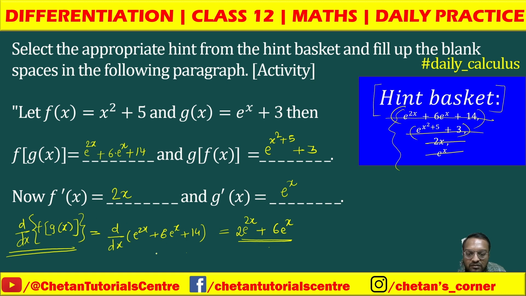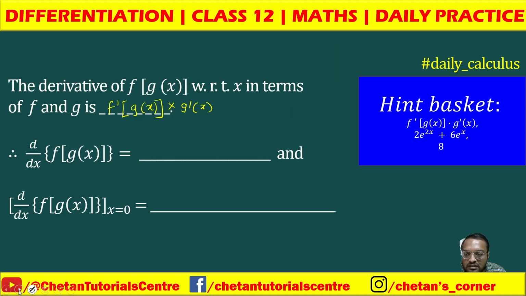So I will write this value over here, that is 2 e raised to 2x plus 6 e raised to x, which is given in the hint basket. So I will scratch it out, and I will also scratch out the previous answer. So the remaining value is 8. So I will write it directly over here. Or let me explain to you in detail how we got this value 8.